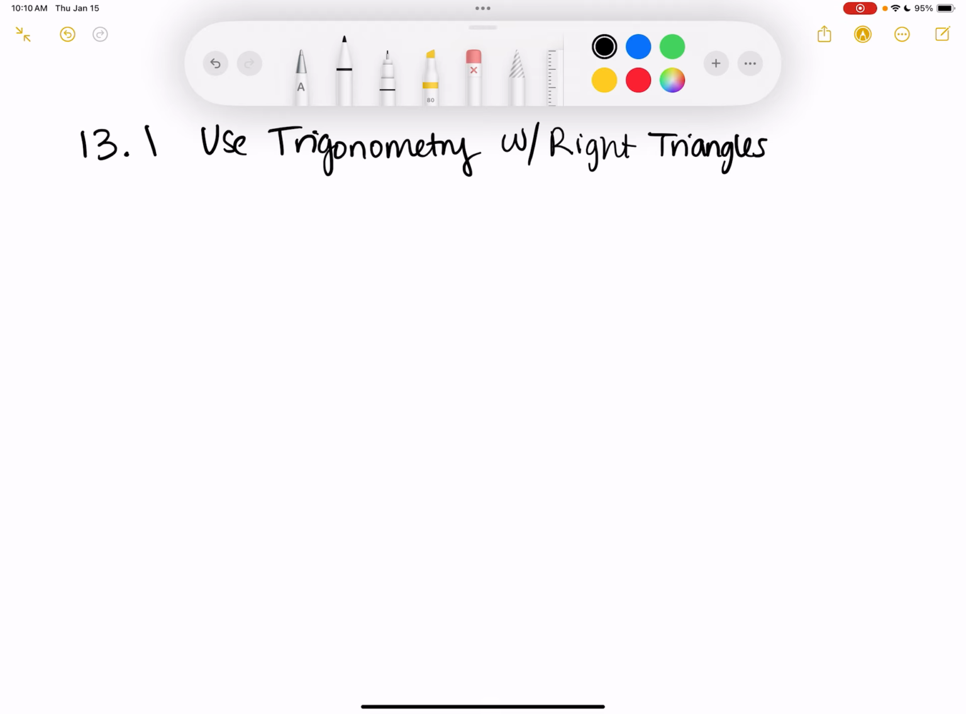Evaluate the 6 trig functions of the angle. So they're going to give us a triangle that is a right triangle. They're going to give us 2 sides, and then they're going to point out which angle we're dealing with, because we're finding all 6 of our trig functions.